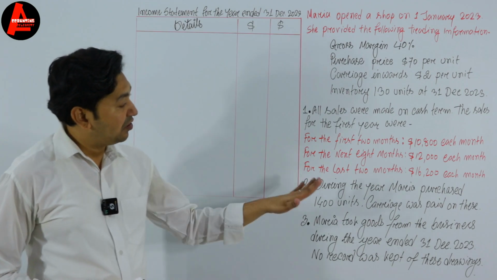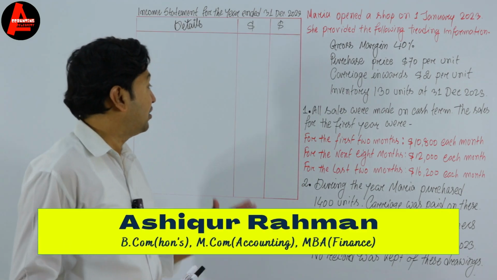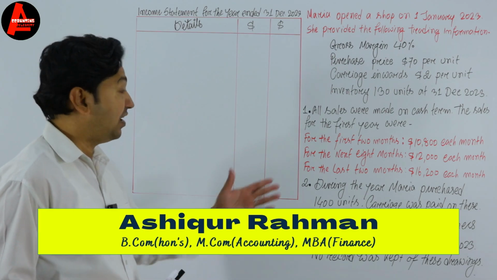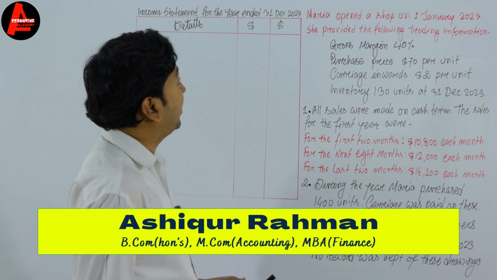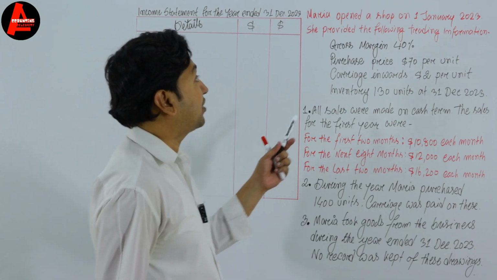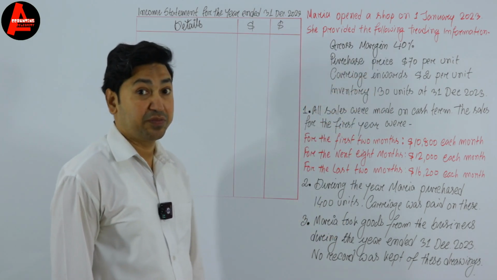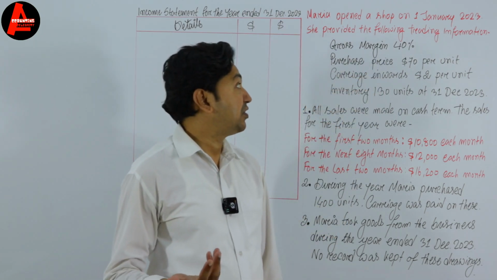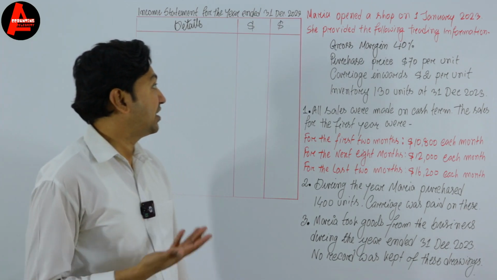Here you see a question taken from the IGCSE accounting first paper. Before we start, let us have a look at the question. Maria opened a shop on 1st January 2023. She provided the following information. Here we see a gross profit margin of 40%. Using this margin, we can easily calculate gross profit. We'll see it later.